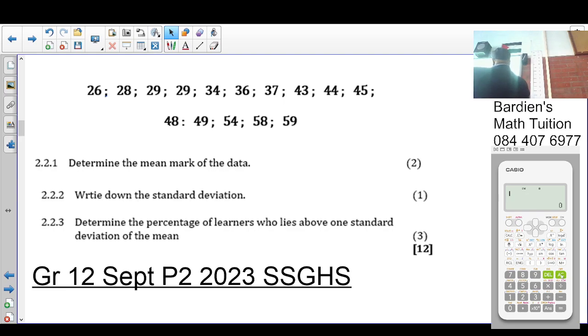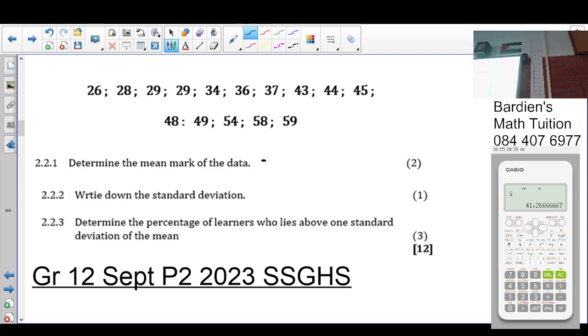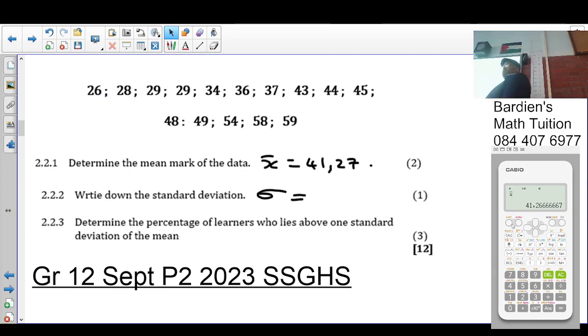Okay, so press AC, all clear, shift, 1 for step, 4 for variance, 2 for mean. Then 41.27. Okay, so the next question says write down the standard deviation. For the standard deviation, press shift, 1, 4 for variance, 3 for standard deviation. 10.63.